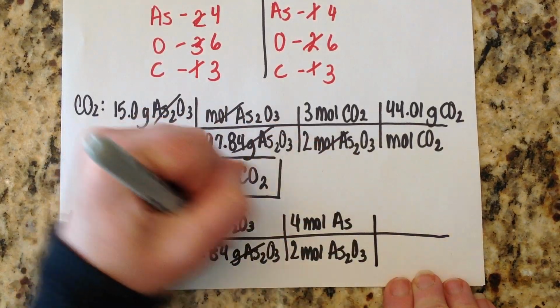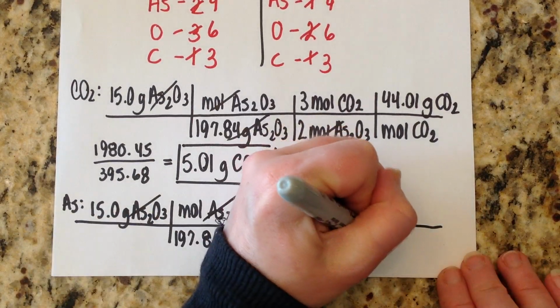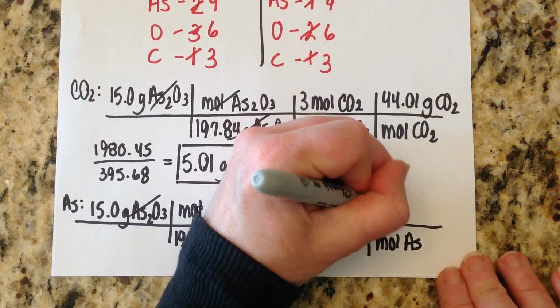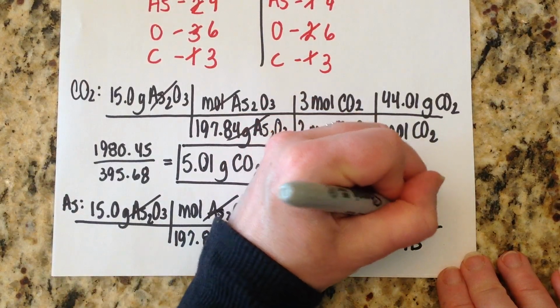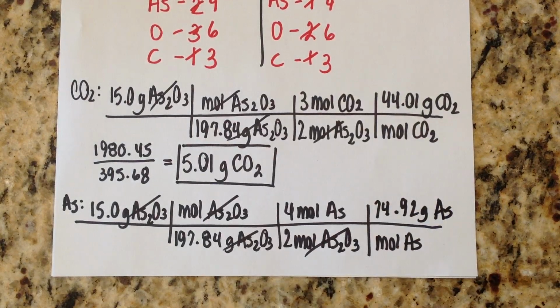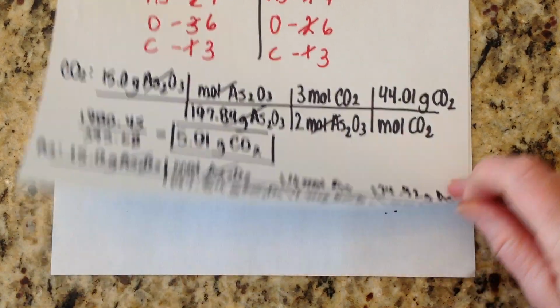I'm not done. They don't want the answer in moles. They want it in grams. Last step, and we are just about there. A mole of arsenic has a mass of 74.92 grams. All right, I'm going to grab an extra piece of paper here because I am running out of room. We're going to do this math and we're going to finish this problem.